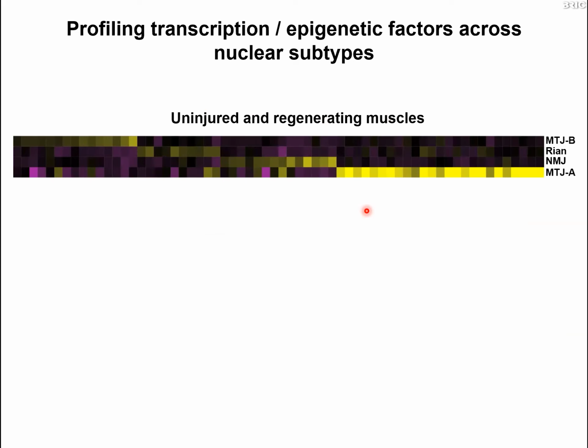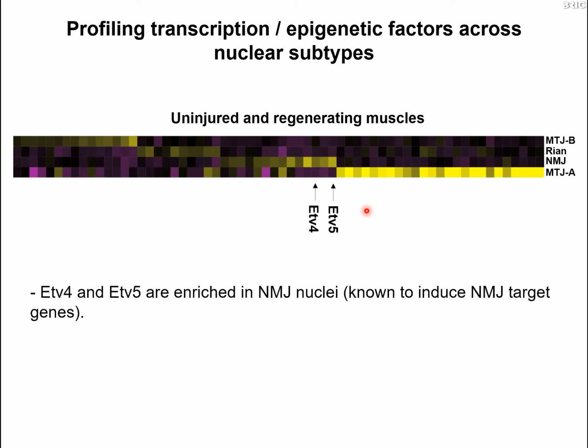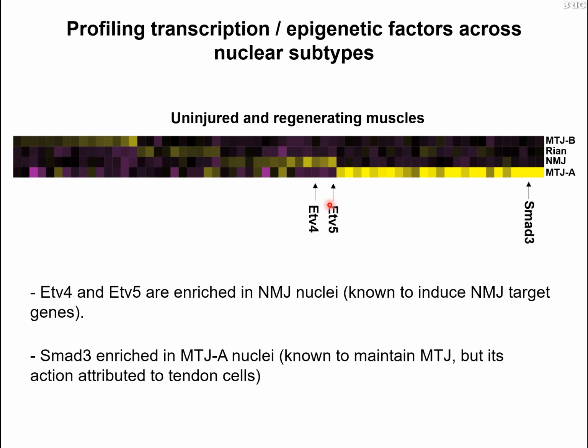Just to show you some validation that our data set is really trustworthy, ETV4 and ETV5, which were already known to induce some NMJ marker genes, were indeed enriched as the first and third rank transcription factors in the neuromuscular junction nuclei. Another notable example was the enrichment of SMAD3 in the NTJA nuclei.